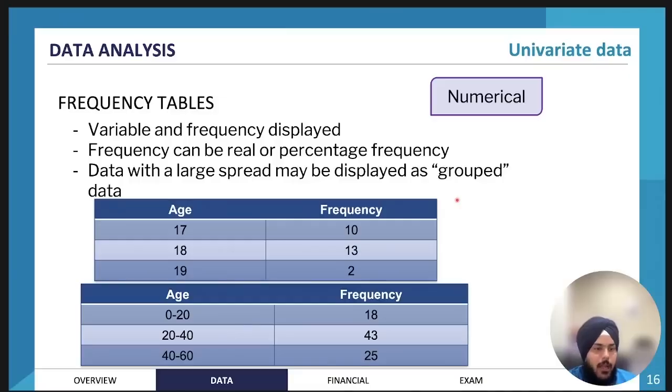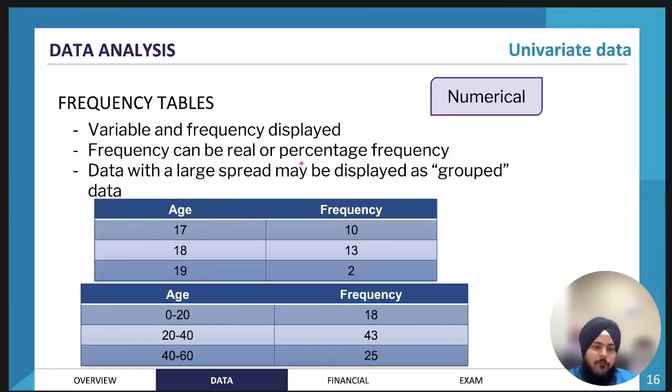Okay, so now we've looked at all the categorical variables. So now we'll move over to numerical variables. Numerical variables can also be represented in the form of frequency tables, but in this case, the data is usually grouped, as you will see soon.